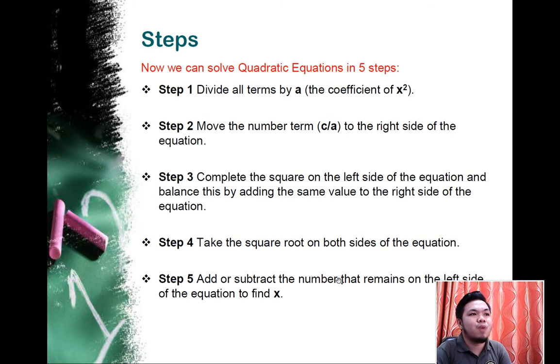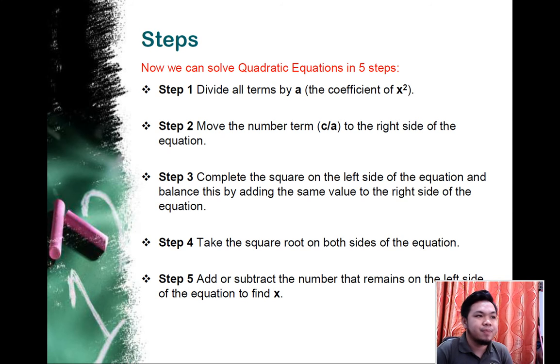Steps. Step 1, divide all terms by a, the coefficient of x squared. Step 2, move the number term, c over a, to the right side of the equation. Step 3, complete the square of the left side of the equation and balance this by adding the same value to the right side of the equation. Step 4, take the square root of both sides of the equation. Then step 5, add or subtract the number that remains on the left side of the equation to find x.